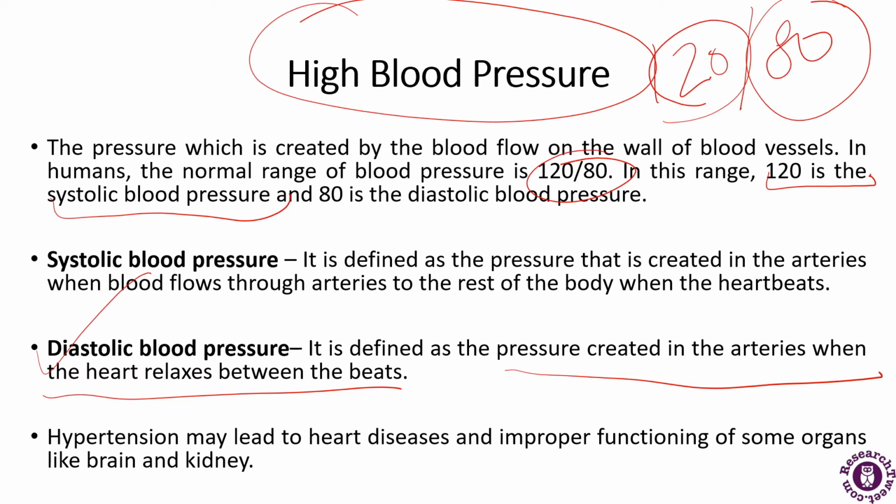Here we have talked about the normal blood pressure, that is 120 by 80, and the hypertension one is about 140 by 90. It leads to hypertension, although it does not have any signs and symptoms. Hypertension may lead to heart diseases and improper functioning of some organs like the brain and kidneys. So it will lead to improper functioning of these major organs, the brain and kidney.